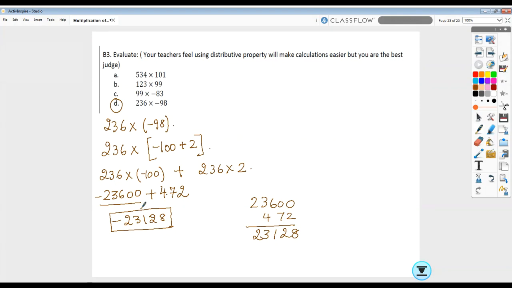It has helped me to solve this complicated question in an easier manner. So I can use the distributive property to make my calculations easy. You have to decide what is an efficient strategy for you.